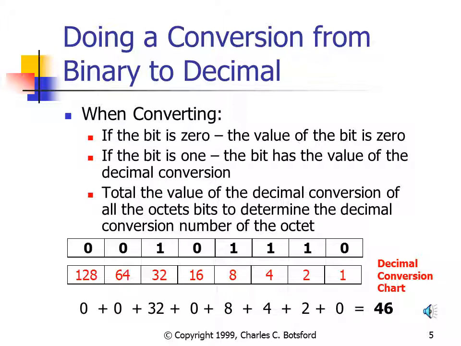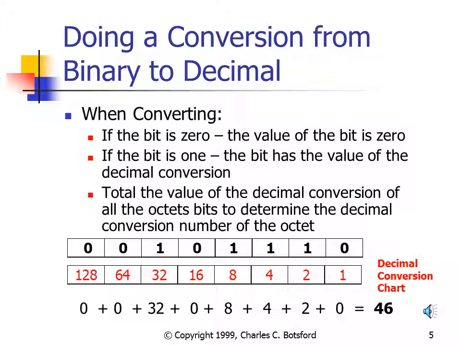Now, in our example here, we have an octet 00101110. We compare that to the decimal conversion chart, and we see that there's a 0 in the 128 location. So we do not add 128 to the total. A 0 in the 64 location, no 64 added to the total. A 1 in the 32 location, so we add the decimal value of 32 to the total. No 16, there is an 8, we add 8.